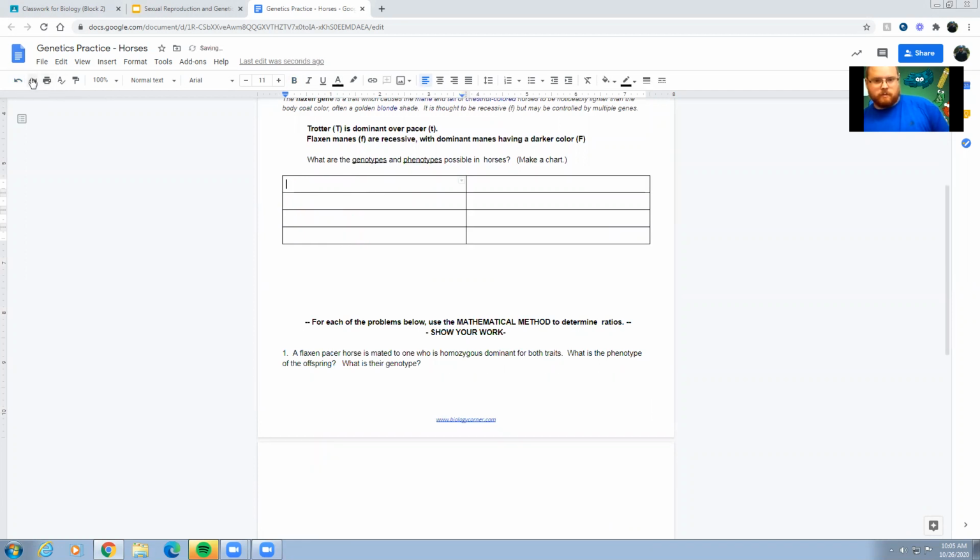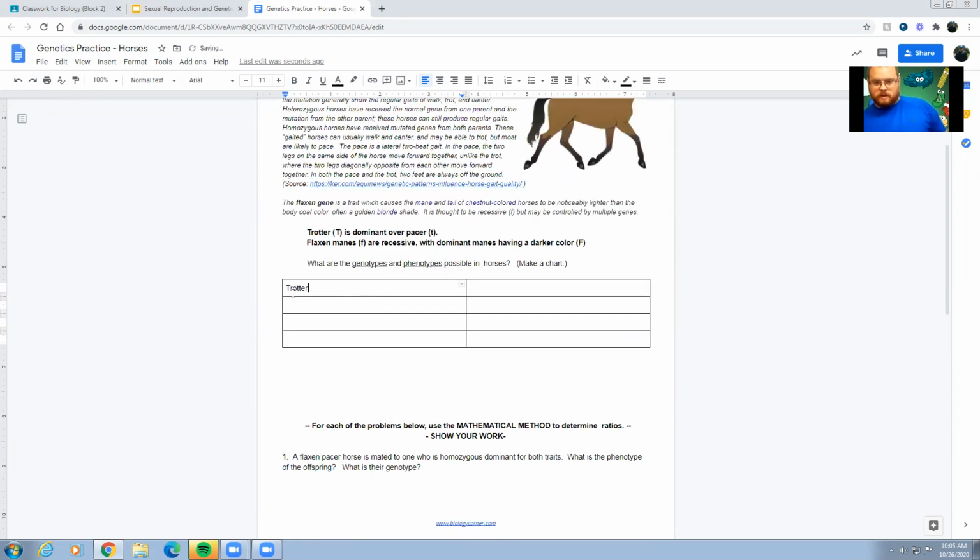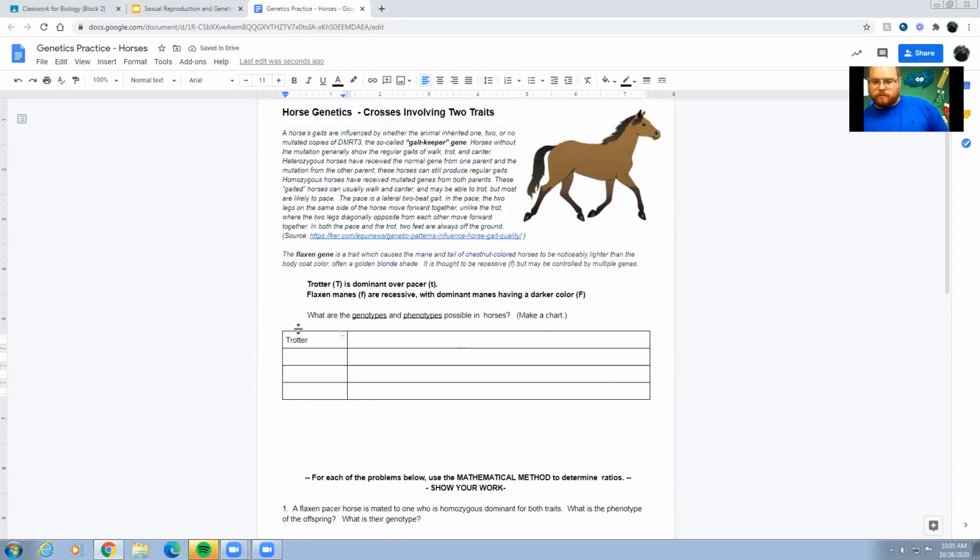All right, so it wants us to tell what the genotypes and phenotypes possible in horses are. So again, we're going to make a chart. We'll put our phenotypes over here on the left and genotypes over here on the right. So the first one is trotter, which is big T. That is dominant. Pacer, we got flaxen, and darker.